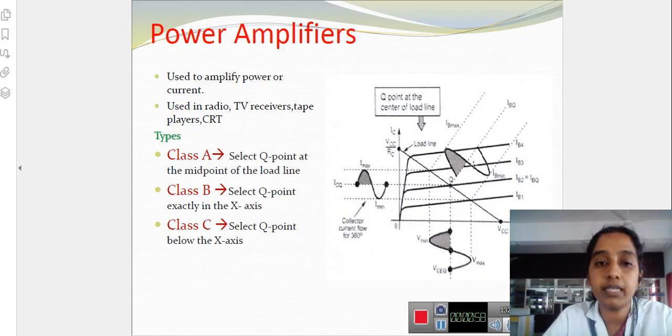We need to select the Q point in such a way that if the Q point is in the middle of the load line, then it is a class A power amplifier. If the Q point lies exactly on the x-axis, it is a class B power amplifier. If the Q point lies below the x-axis, then it is a class C power amplifier. By knowing the location of the Q point, we know whether it is class A, class B or class C.